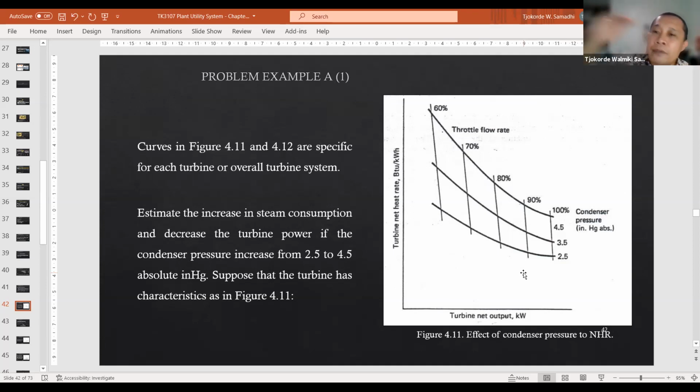If the condenser pressure is too low, then your BFW pump will have to work harder. So there has to be an optimum somewhere. Low condenser pressure is good up to a point, right? That's another way of saying it.